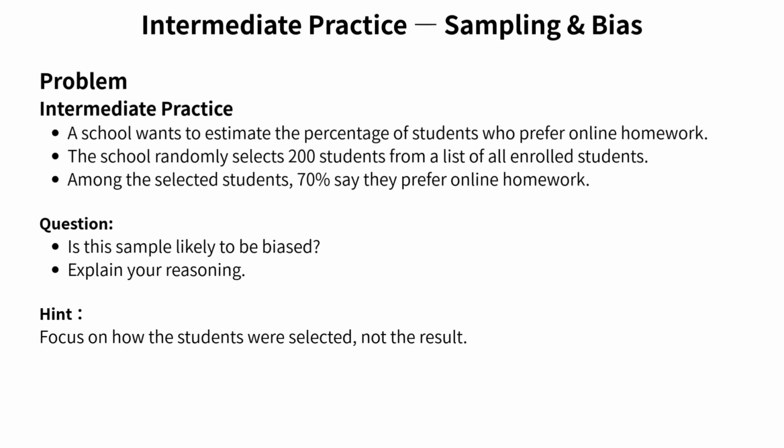Let's look at this intermediate practice question. A school randomly selects 200 students from a list of all enrolled students to estimate preferences for online homework. Even though the result says 70% prefer online homework, don't focus on the number. Instead, think carefully about how the students were selected.